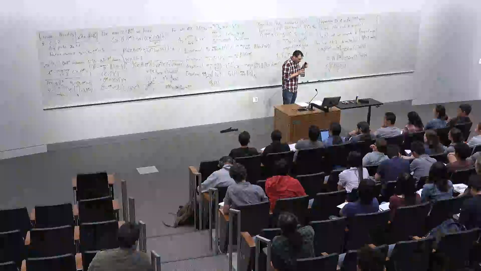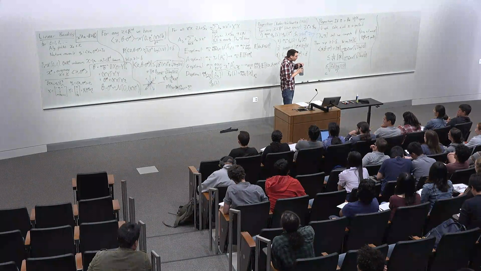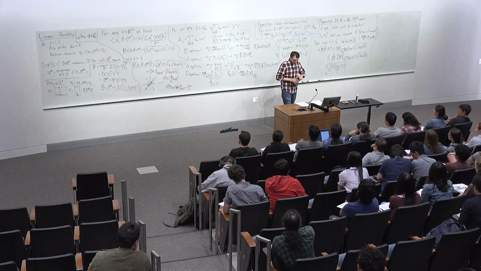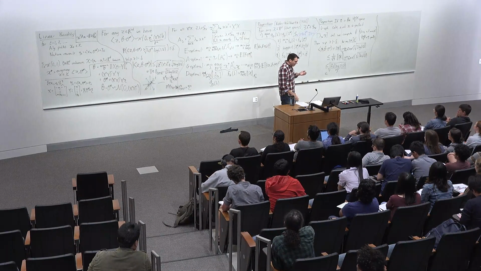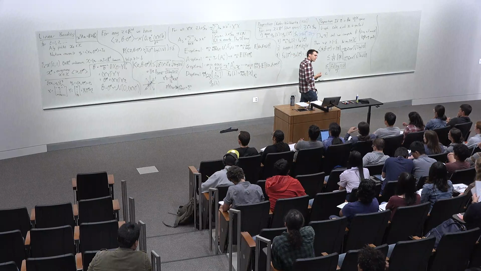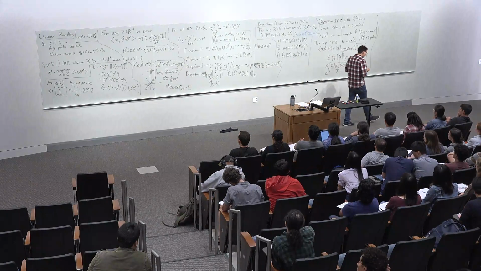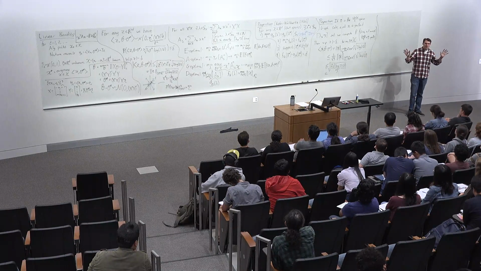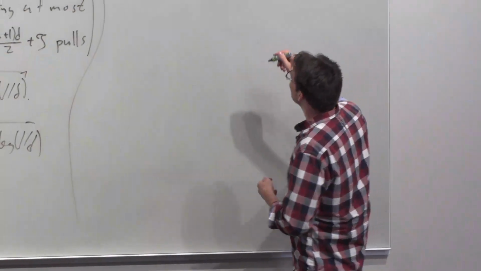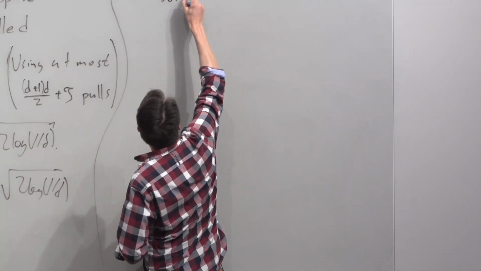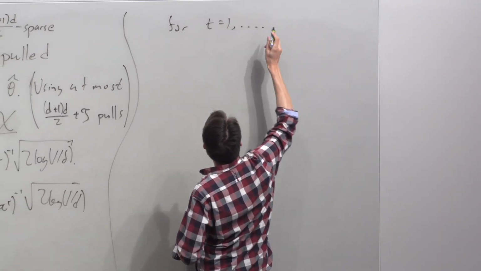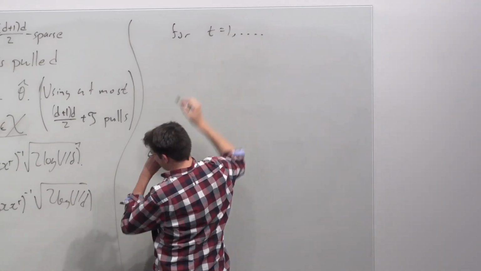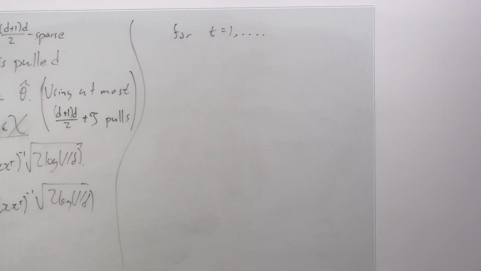Okay, now, our algorithm, we wrote AE1 on the board last time for standard bandits. Because I'm low on time, recall that algorithm. It goes something like, for t equals 1, ... I'll just write it up.